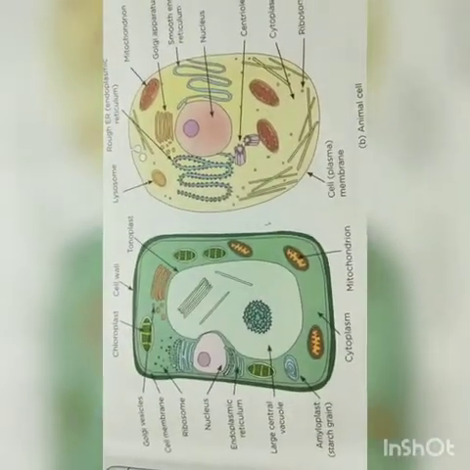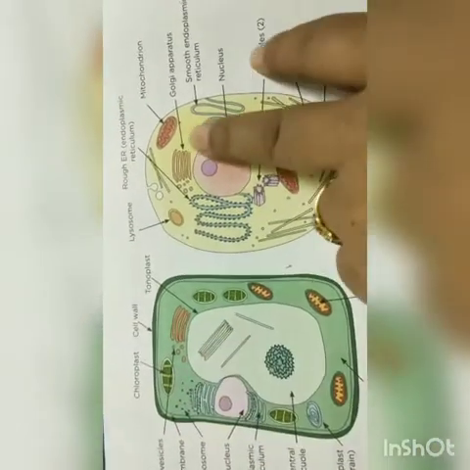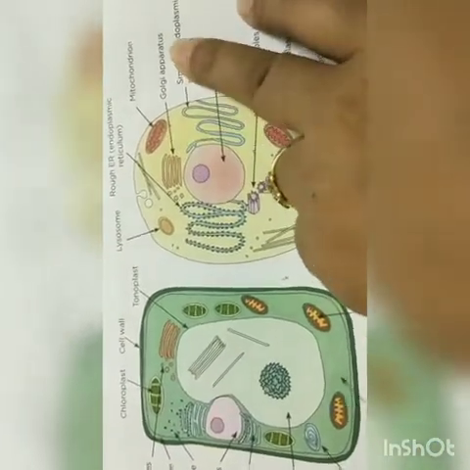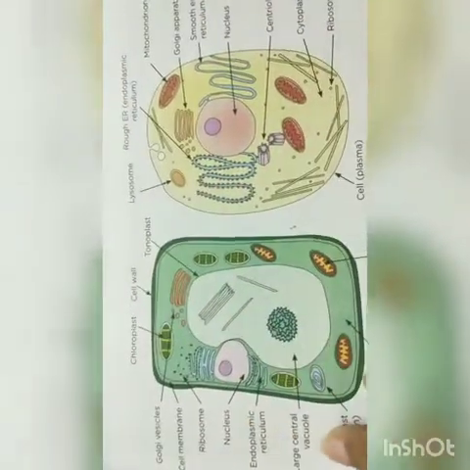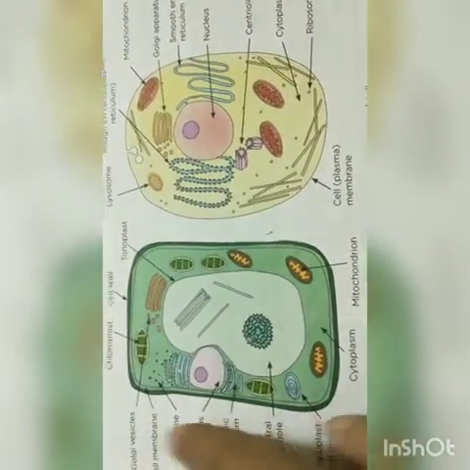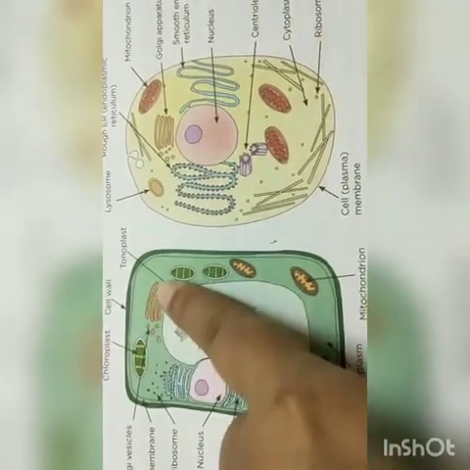Let's see where the Golgi apparatus is. Golgi vesicles, have you seen? These are the Golgi apparatus. Have you seen? These are the Golgi vesicles here. It's the Golgi apparatus. Clear?